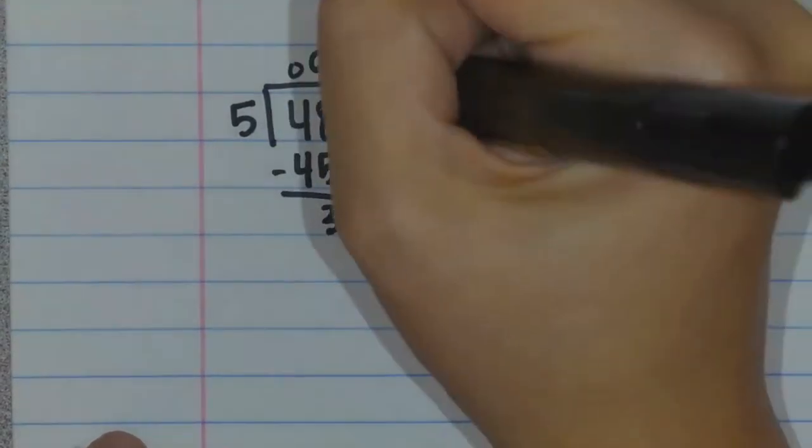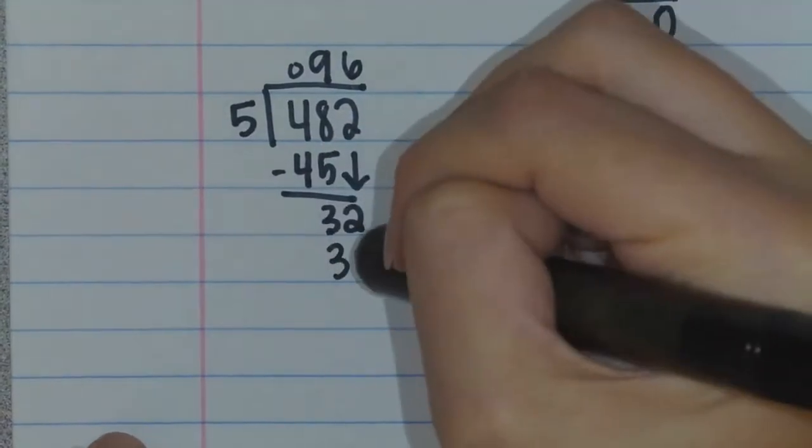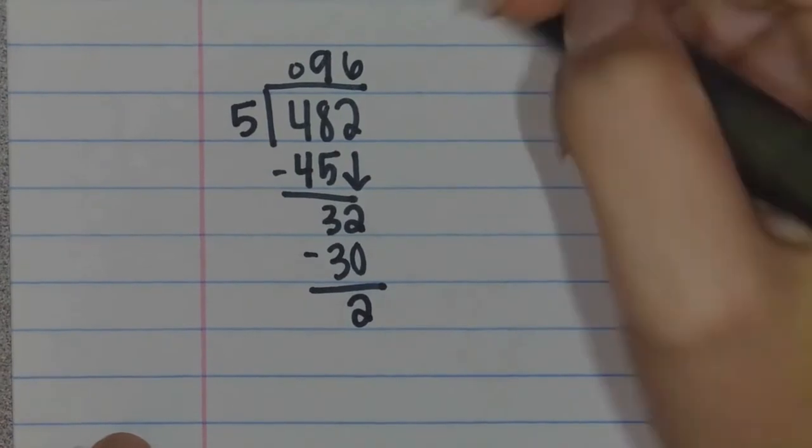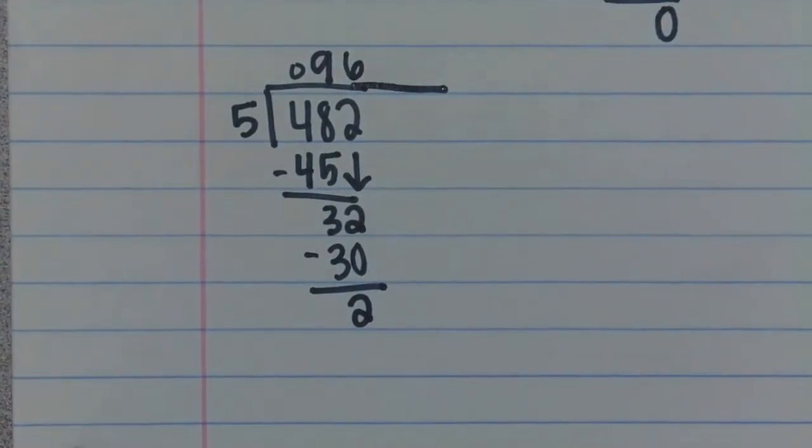Then I have 5 goes into 32 a total of 6 times. 6 times 5 gives me 30. And when I subtract, I get 2 left over. And normally this is where we would write a remainder, but remainders do not exist anymore.